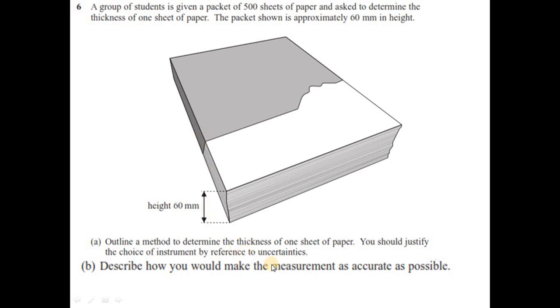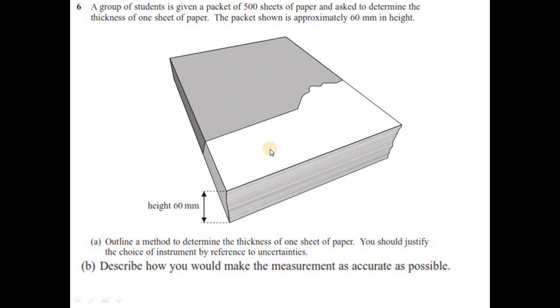And why are we using a vernier caliper? Because a vernier caliper has a very small uncertainty, because its precision is 0.1 millimeter, and divided by 60, it will give you a very small percentage uncertainty. That's why it is our best choice to use a vernier caliper.